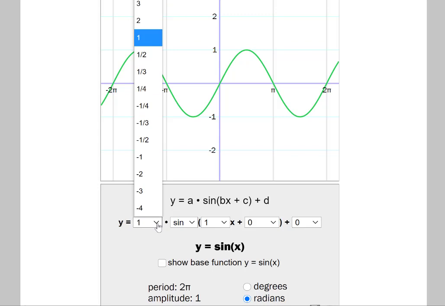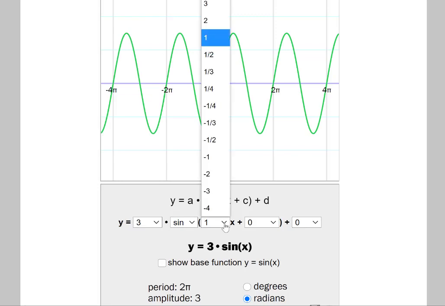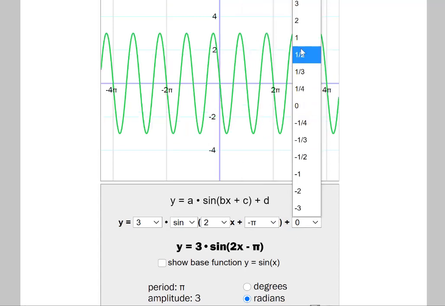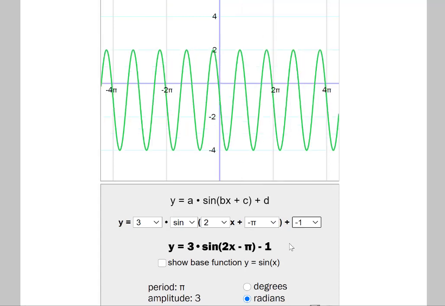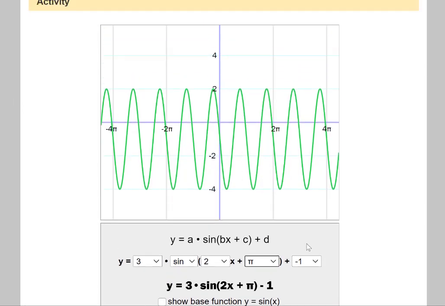Notice how if we enter all the parameters from the previous example, right, that we had, and we had, what was it? Negative pi was our c, and we had a vertical shift of -1. There it is. This was our function right there. As a matter of fact, it was plus pi, I believe. So let me change that. Okay. So this was our function there.